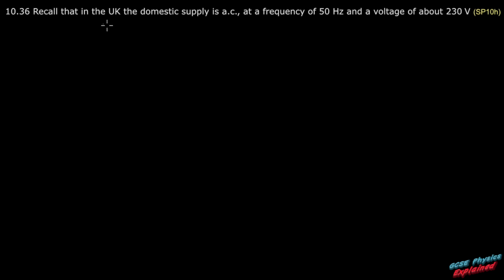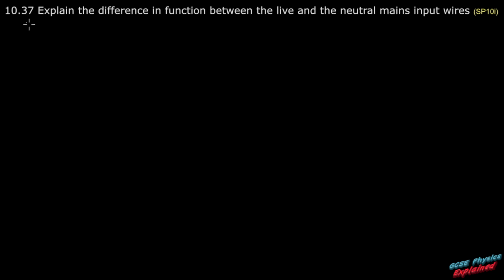36. Recall that in the UK the domestic supply is AC at a frequency of 50 Hertz and at a voltage of about 230 volts. Right, well, I've already said that a couple of times already, so I'm not repeating myself. I've already explained it.